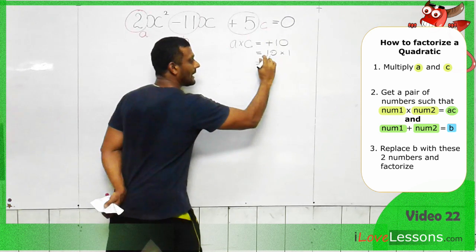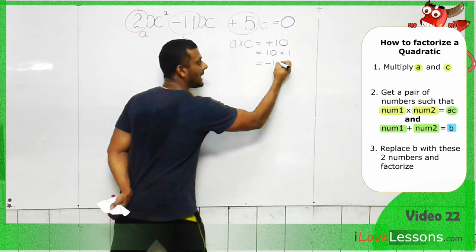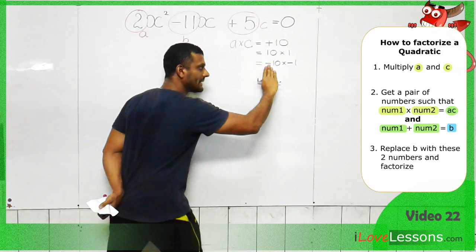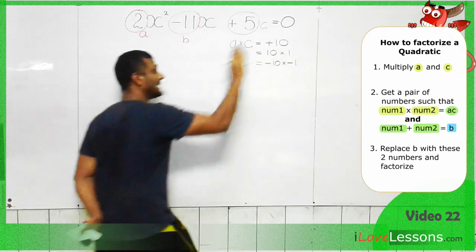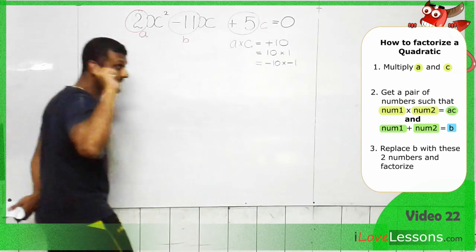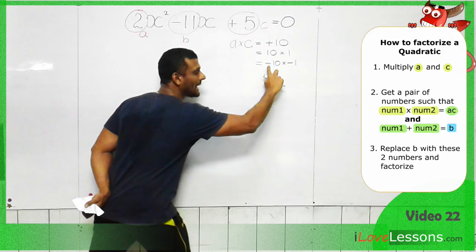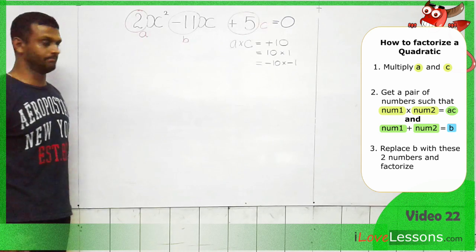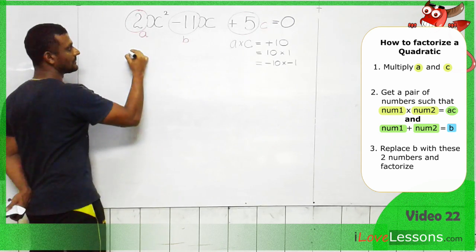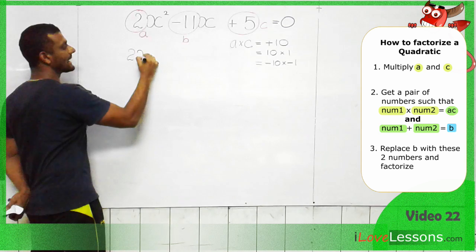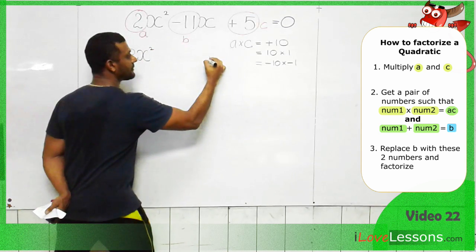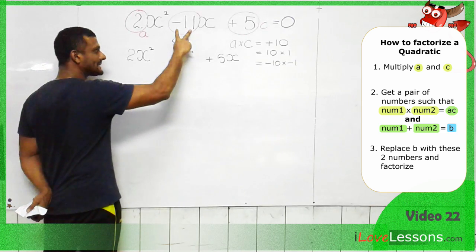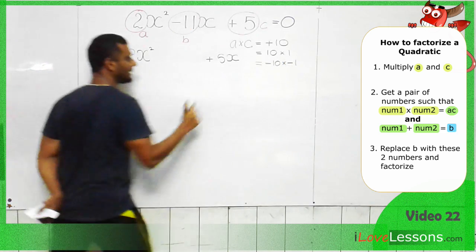So, another combination we can use is minus 10 multiplied by minus 1. If we were to multiply minus 10 by minus 1, we would definitely get positive 10. And the nice thing about it, if we were to add minus 10 and minus 1, we would get minus 11. So here's what we're going to do now. We're going to take the 2x squared and put the 5 here. And then we're going to replace the middle term using these two numbers.